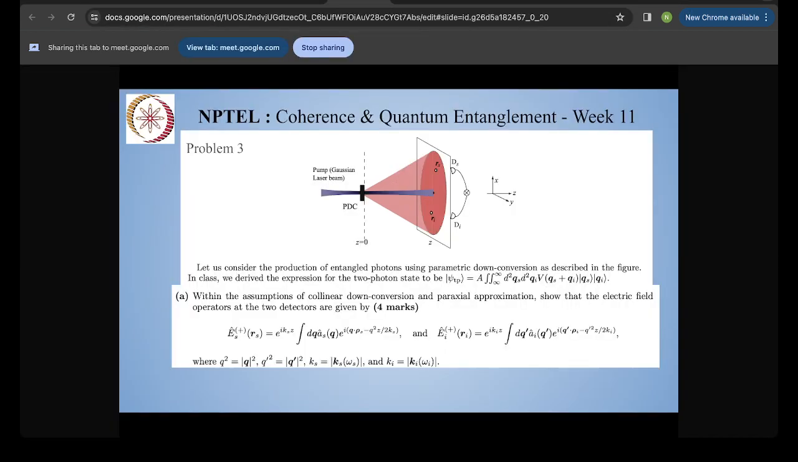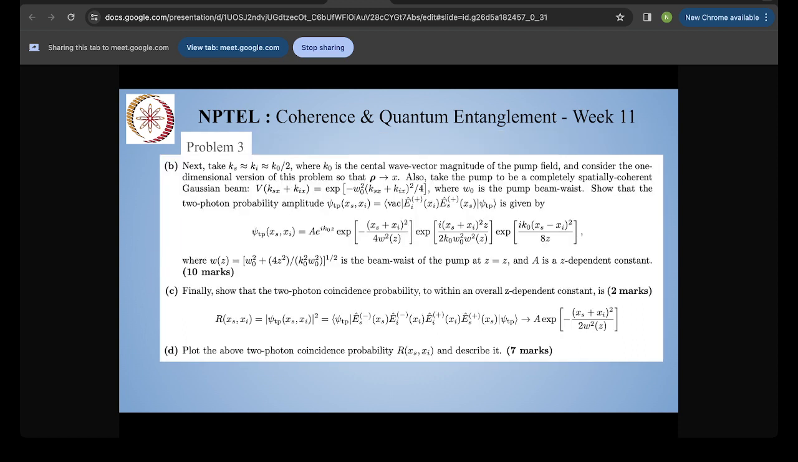Now part B says: next take k_s equivalent to k_i equivalent to k0/2, where k0 is the central wave vector magnitude of the pump field, and consider the one-dimensional version of this problem so that ρ tends to x. Also take the pump to be a completely spatially coherent Gaussian beam, where ω0 is the pump beam waist, so that the two-photon probability amplitude psi_tp(x_s, x_i) is equal to the vacuum expectation of E_i^(+)E_s^(+), which is given by psi_tp like this, where ω(z) = (ω0² + 4z²/(k0²ω0²))^{1/2} is the beam waist of the pump at z and is a z-dependent constant.